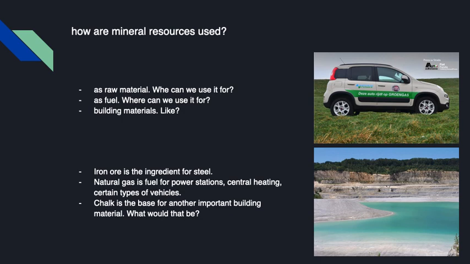So how are these mineral resources used? First, as raw material, we can use it for the creation of a road or something like that. As fuel, what can we use it for? Well, we burn it up in our cars or in our airplanes or in our boats. We can use it in building materials like the bricks I mentioned before. And when you're going to look at these things, iron ore, for example, is the ingredient for steel, and natural gas is fuel for power stations, central heating, and certain types of vehicles, like the car on top. It runs on natural gas.